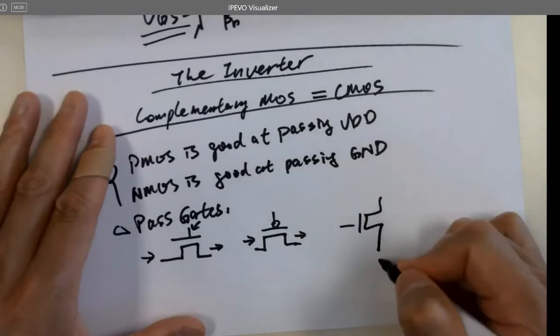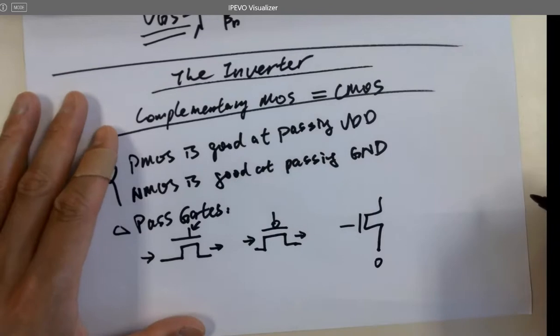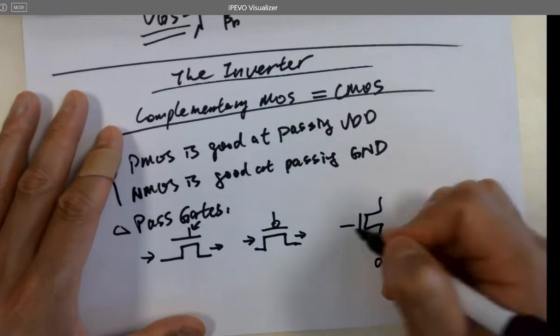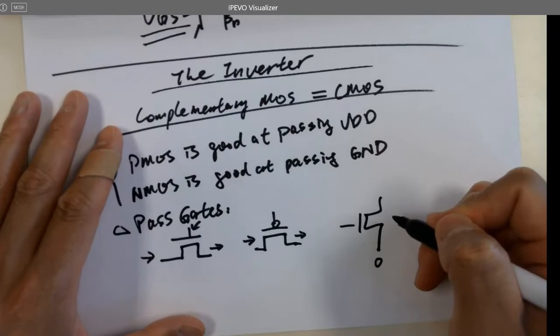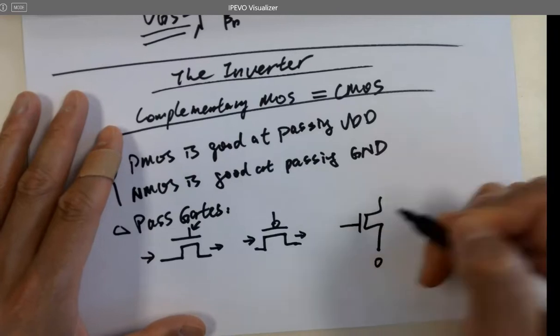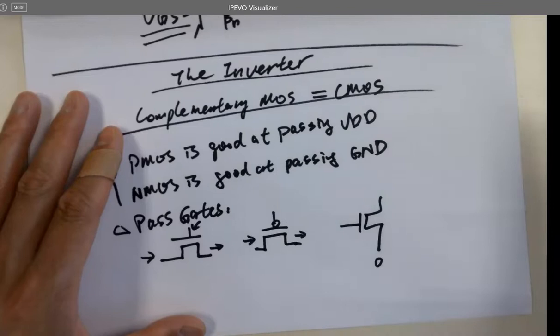So for example, I have a ground here already. Okay, and since I want to pass it, do we want to give a gate a higher voltage or lower? 0, 1 in order to turn on the NMOS? 1, yeah.